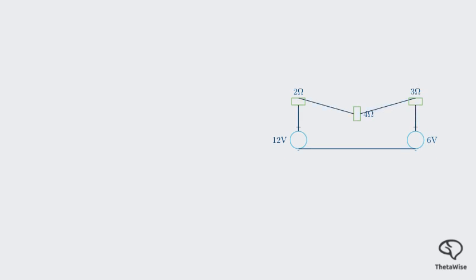Next, we assign a clockwise mesh current to each mesh. Let's call the left current I1 and the right current I2. So we have I1 flowing through the left loop and I2 flowing through the right loop. Now we write a KVL equation for each mesh.